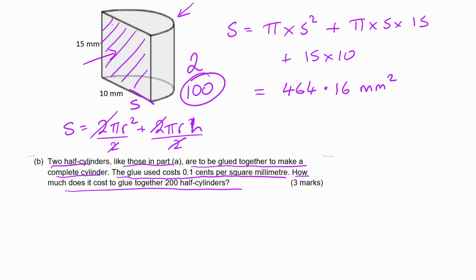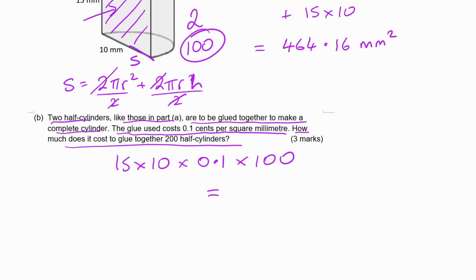Now, the area is 15 times 10. The cost per unit area is 0.1, and we're making 100 such coatings. Now, if you multiply all of that together, you'll find that it is 1,500, which is in cents. So that is $15.